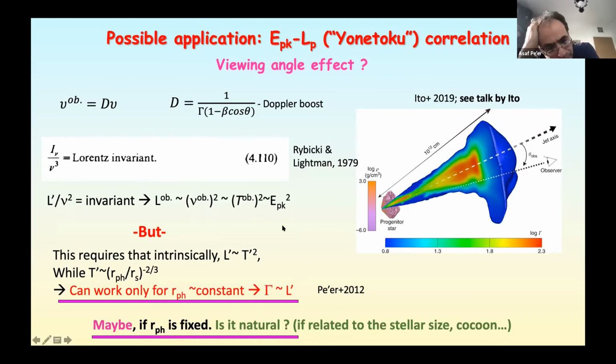So essentially, this is something which we showed back in 2012. It can work, but there is a strong assumption, which is that the photospheric radius should be constant, namely independent of anything else. Or in other words, that the Lorentz factor should depend on the intrinsic luminosity. Can this work out? Maybe, but it requires that the photospheric radius is fixed. Is it something which is natural? Maybe. I don't want to say yes or no here. It may be related to the stellar size, maybe related to the cocoon, maybe related to something else, but there is something in here which needs to be thought of properly. And I believe that Ito, when he gives a talk, will discuss that.